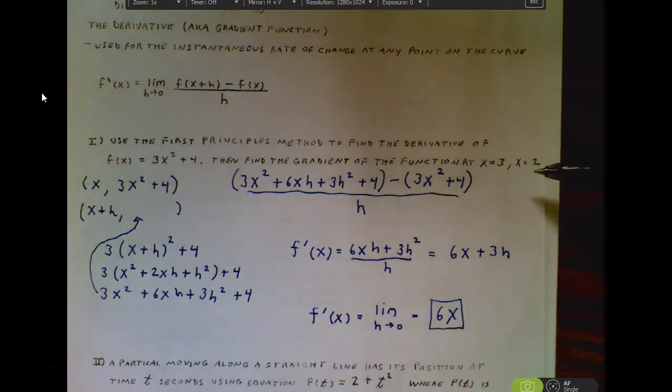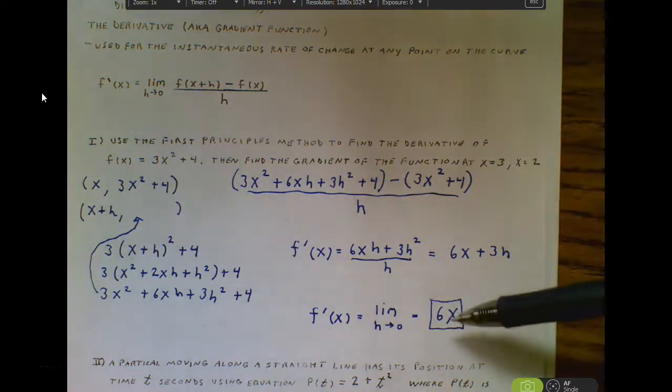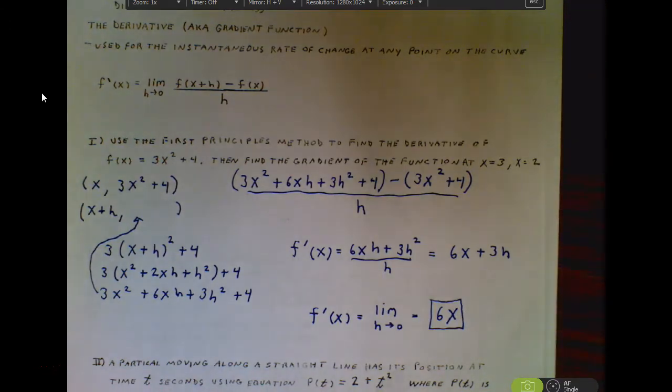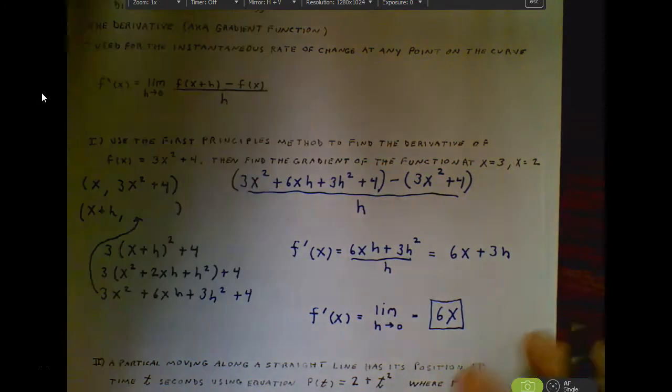well now I just plug in that value. So if I plugged in a 2 for x, I can see that the instant rate of change where x equals 2 is 12. So my slope would be 12 at this point right here. Or at this point right here, my slope would be 18. So we now just plug those into our derivative to get our slope. I'm going to do one more here.